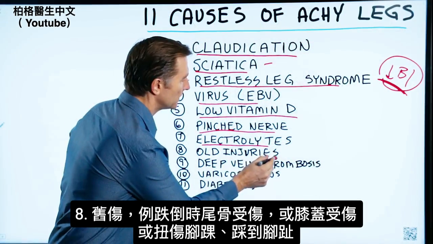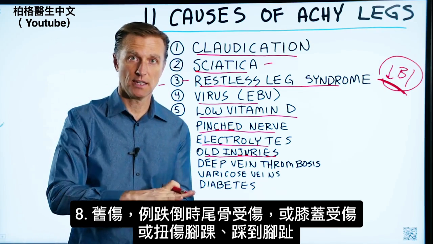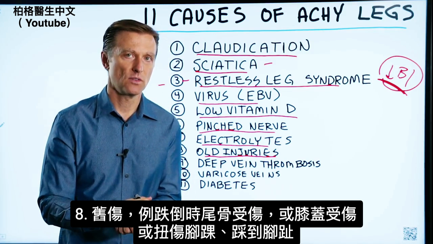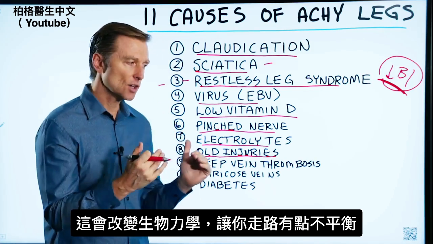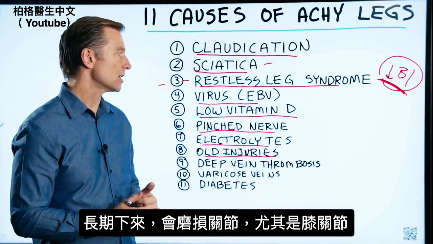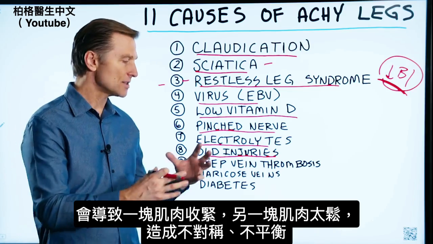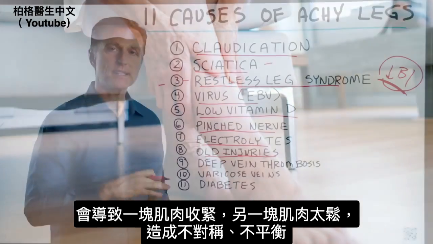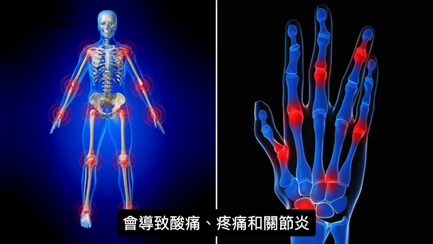Number eight, old injuries. Let's say, for example, you fell on your tailbone. You jammed the tailbone, or you fell on the knee, or you sprained an ankle, or you stubbed a toe. That can alter the biomechanics and cause you to walk a little bit out of balance. And over the years, that is going to create wear and tear on certain joints, especially the knee joint. And then it causes one muscle to tighten up, and the other one is going to be too loose and create imbalances, asymmetries that can cause achiness, pain, and arthritis.